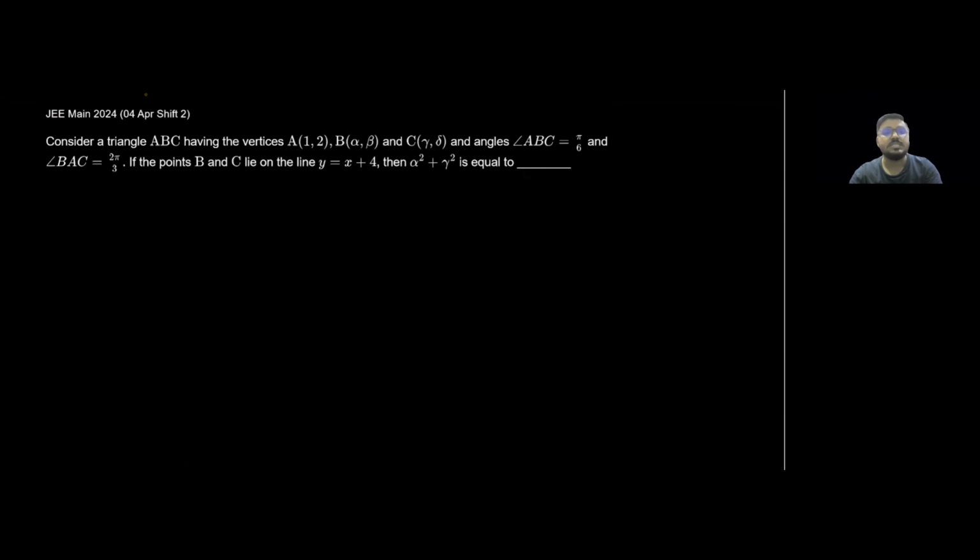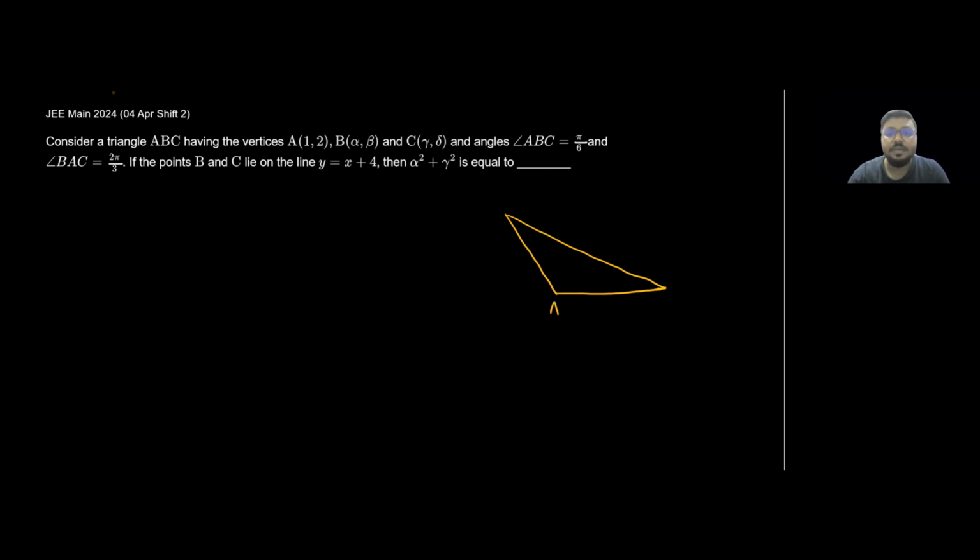Next question here is, consider a triangle ABC having the vertices A, B, C, and angle ABC is pi by 6, BAC is 2 pi by 3. Fine. So what they're asking is, if the points B and C lie on this line, then alpha square plus gamma square. Let's try to draw a rough sketch here. So rough sketch will be, BAC is 2 pi by 3, so it's an obtuse angle triangle. I'll draw something like this.